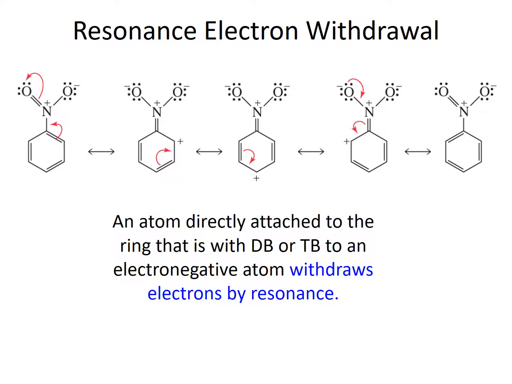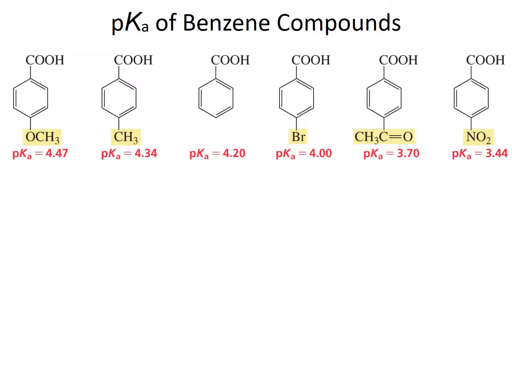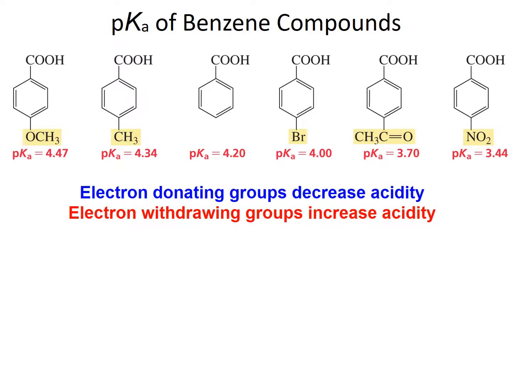Now there are a couple exceptions to these rules, but really you can use lone pairs or double or triple bonds to identify these two groups. What this means for pKa's and acidity for these compounds is that if you have an electron donating group, it's going to decrease acidity. If you have electron withdrawing groups, they're going to increase acidity.